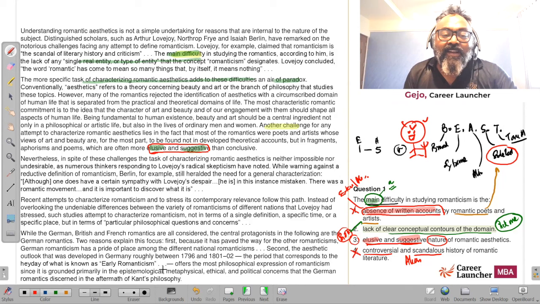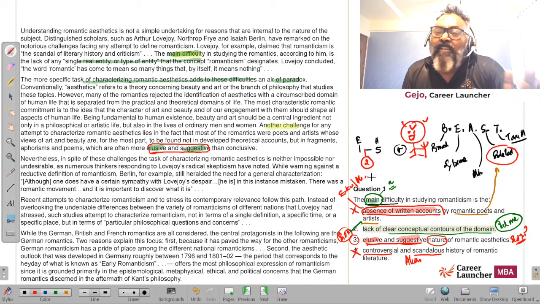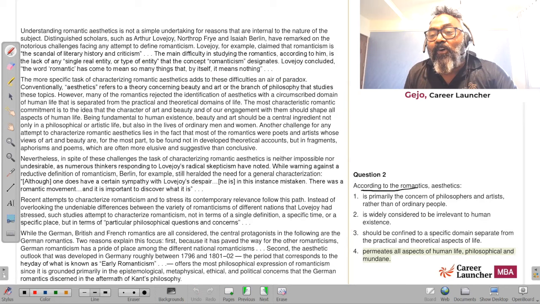On a scale of 1 to 5, we can put it at 2. It's manageable. It's not on the easy to hard scale. 2 is okay. I think this was manageable. Question number 2. According to romantics. Oh, romantic, what happened? The view is very clear.